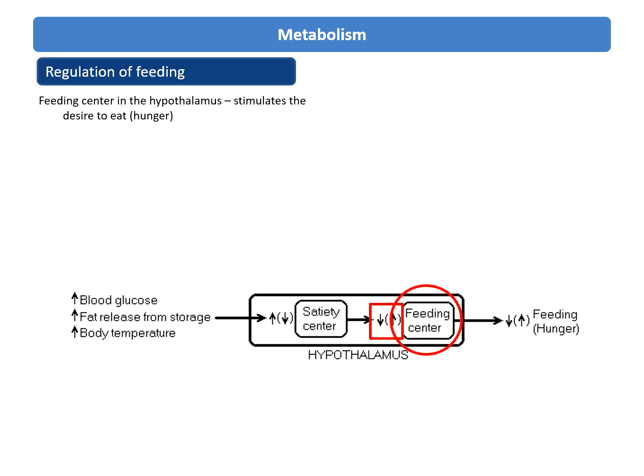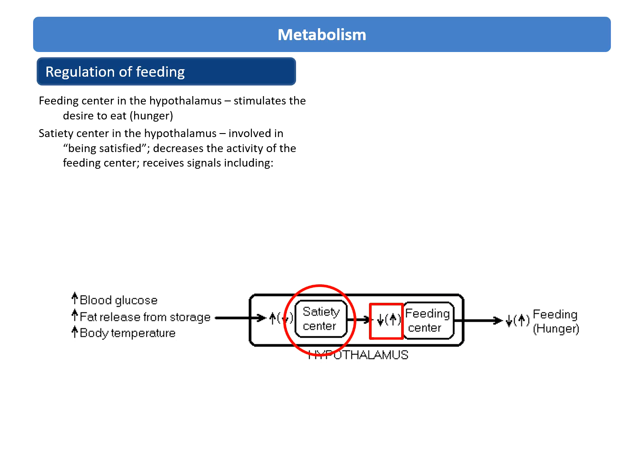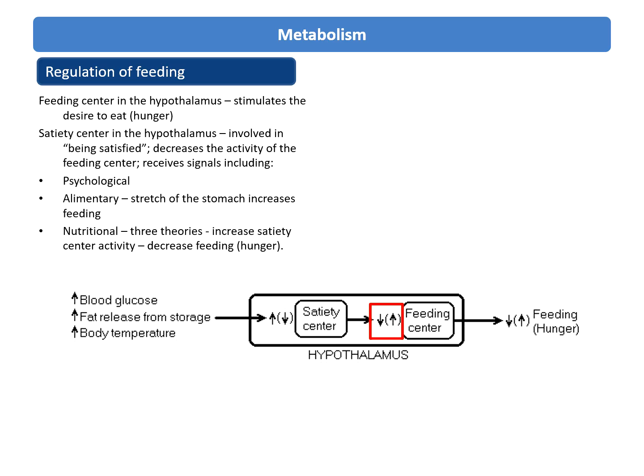The feeding center in the hypothalamus stimulates the desire to eat. A satiety center, also in the hypothalamus, is involved in being satisfied. It decreases the activity of the feeding center, therefore it decreases the desire to eat. The satiety center apparently receives signals from various sources. One is psychological. Another is alimentary, that is the alimentary canal. Stretch of the stomach, for example, tends to increase the desire to eat.